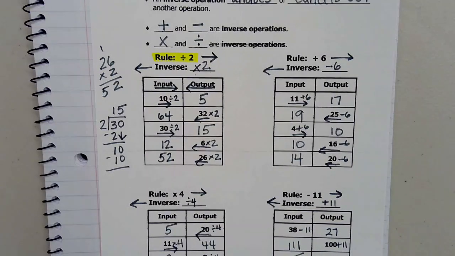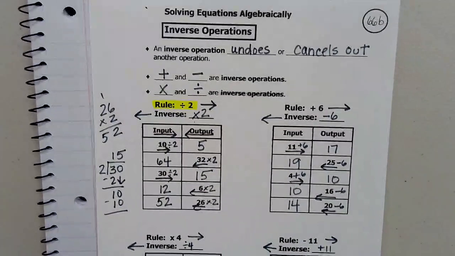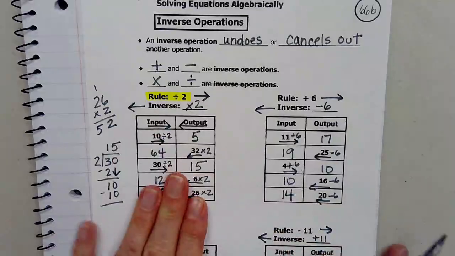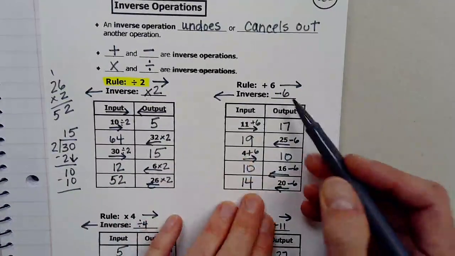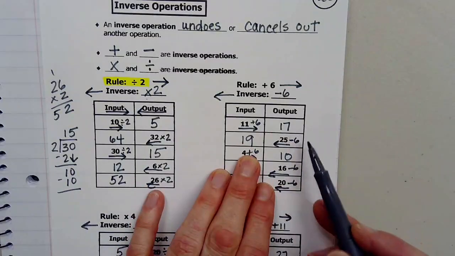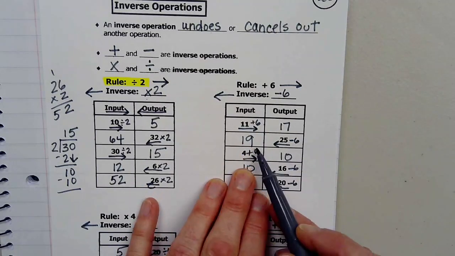Okay, this is to check the work on page 66B. So notice that we have the first box done. To complete that box with the rule of adding 6 and subtracting 6, we have 17. If I have 25, I take away 6, which is 19.